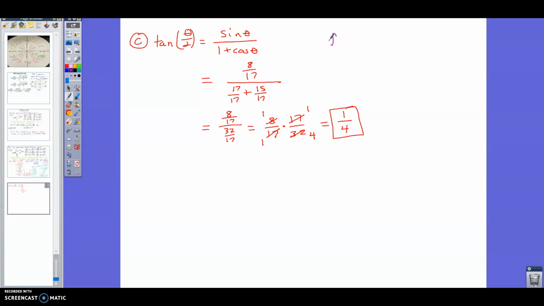Now the last part, which is part F, which is the cotangent of the half angle. Since cotangent and tangent are reciprocals of one another, all we've got to do is take what we got for the tangent of the half angle and flip it, which would be 4 over 1, which simplifies to 4.